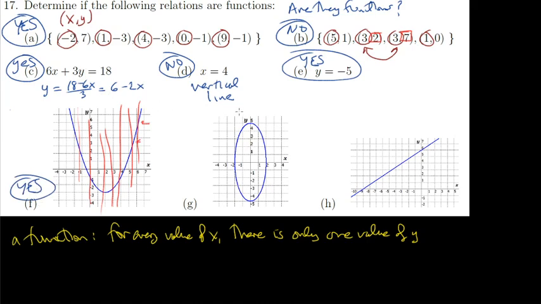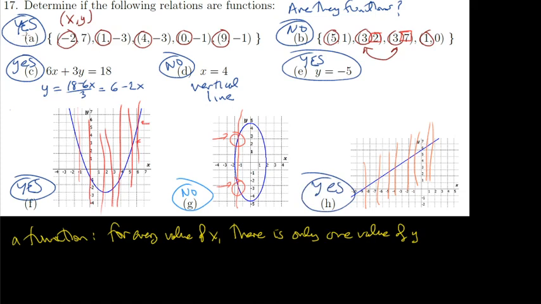If I draw a vertical line, does it cross only once? Nope, it crosses twice. Once here, once here. So that's not a function. Part H, vertical line tests. Every vertical line crosses just once. After all, this is just a straight line, and it's not a vertical line, so it is a function.